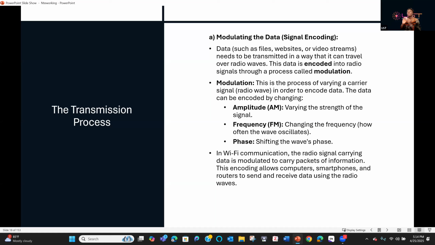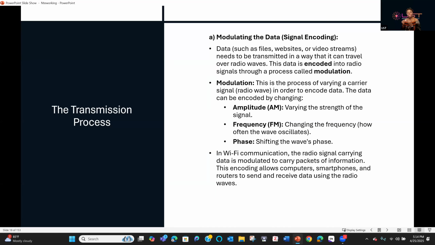The radio waves, in order to encode data. The data can be encoded by, have you guys heard of FM radio and AM, right? Now we are making sense. So it can be encoded by changing the amplitude modulation, that's AM, or the frequency modulation known as FM. That's why you hear the name AM and FM.